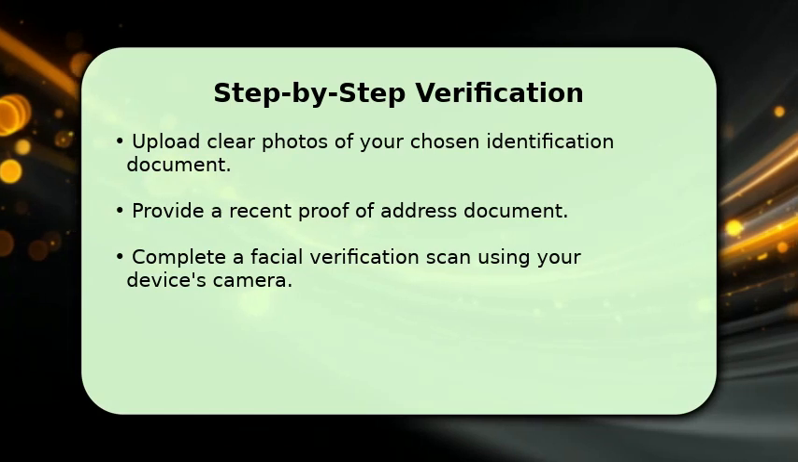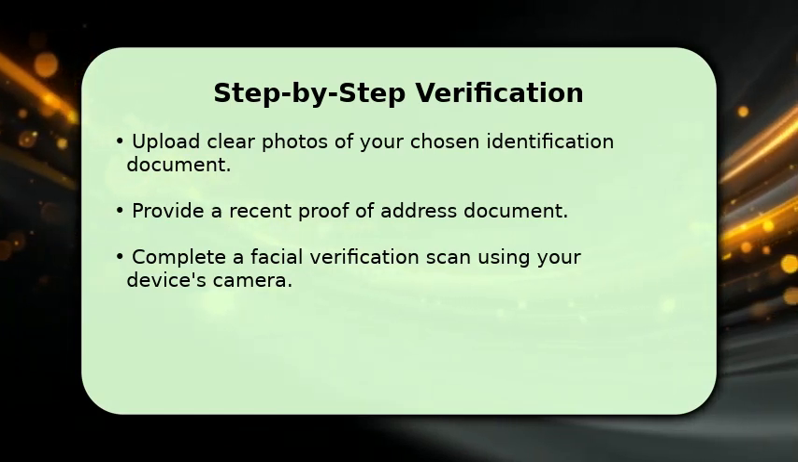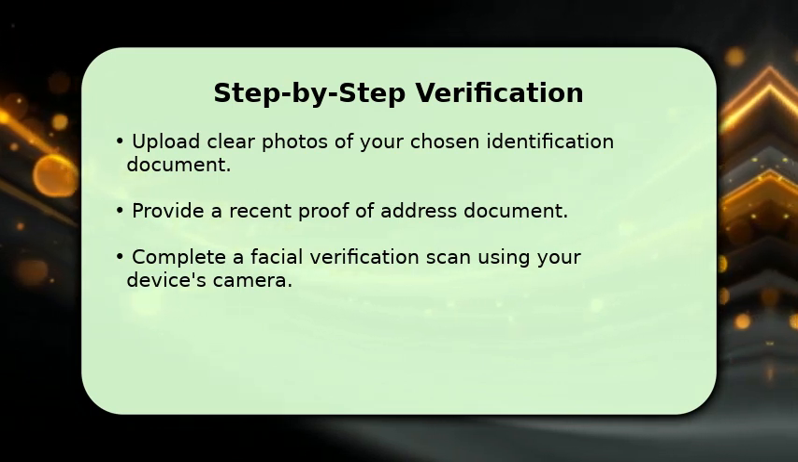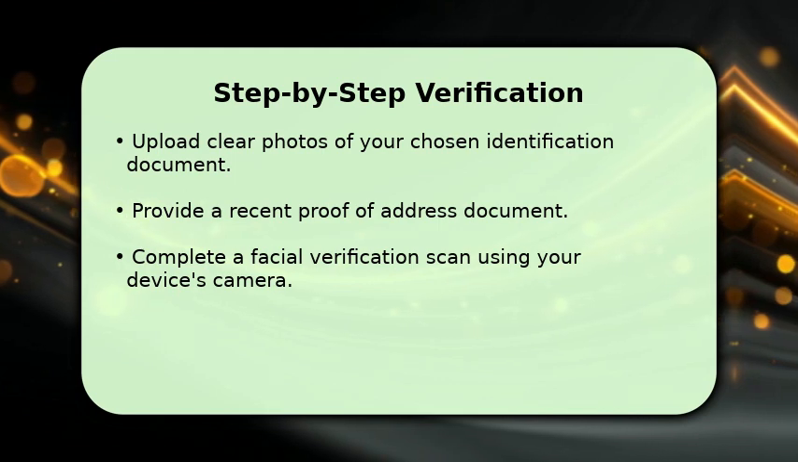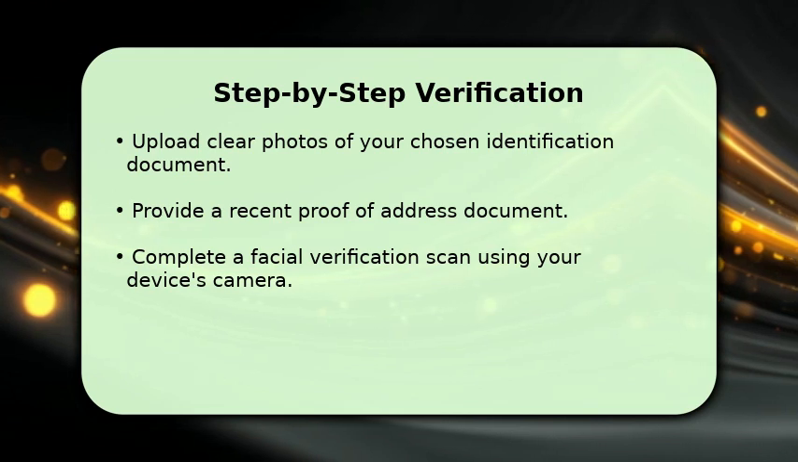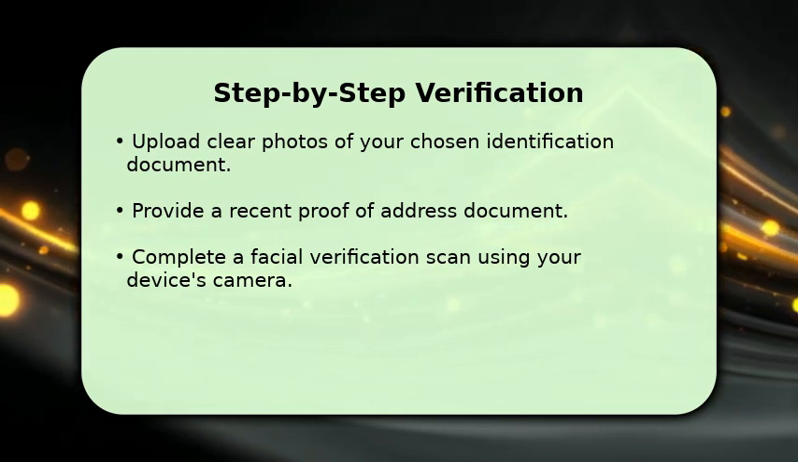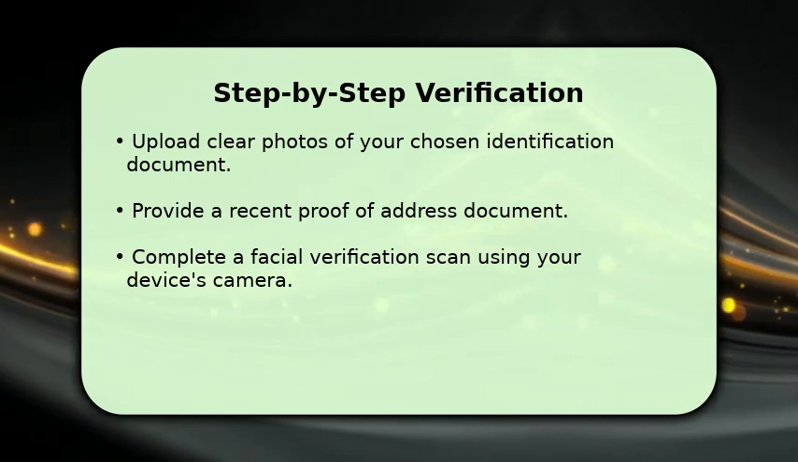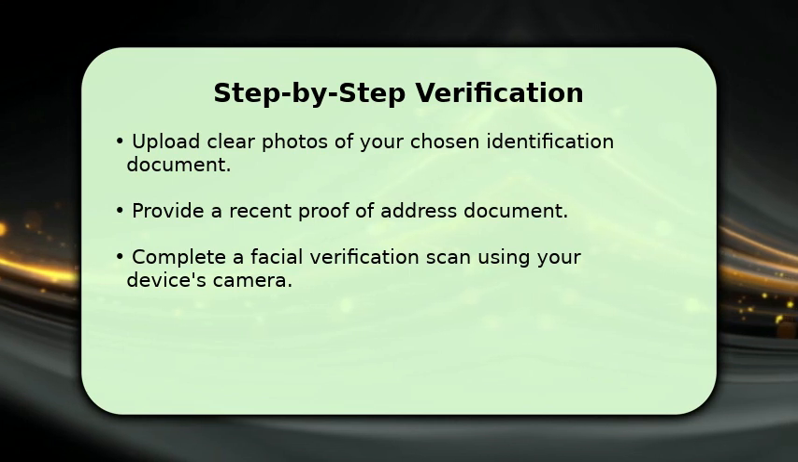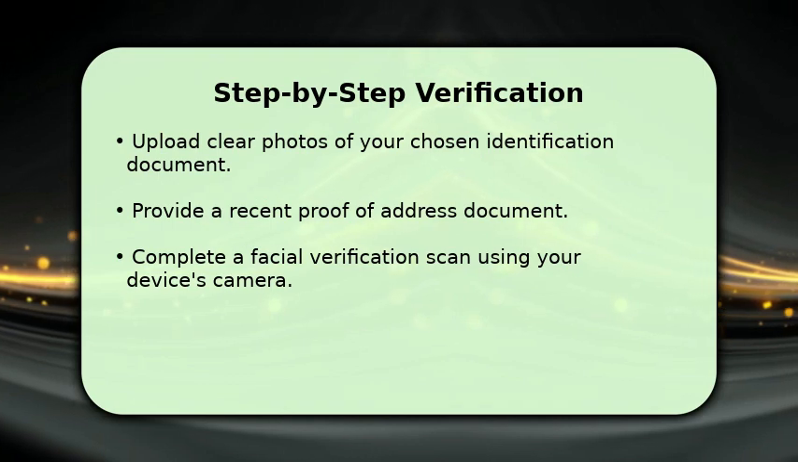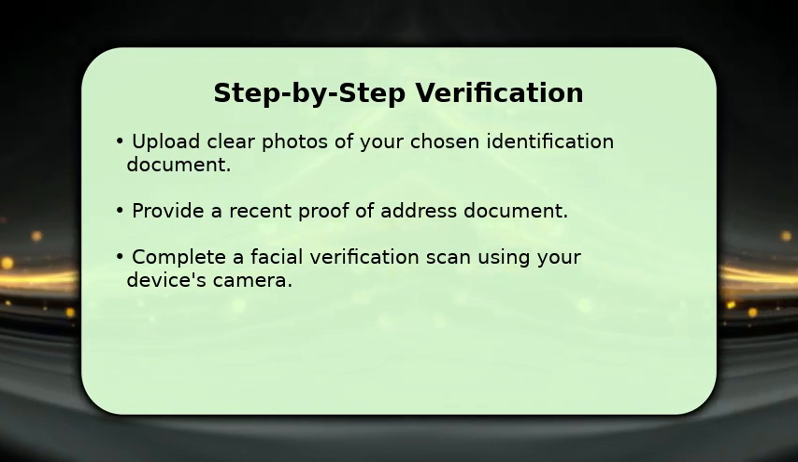The verification process involves a few simple steps. First, upload clear, high-resolution images of your government ID, both front and back. Next, submit your proof of address document. Finally, you'll be prompted to complete a live facial verification. This usually involves a quick scan using your device's camera to confirm your identity. Follow the on-screen instructions carefully for a smooth submission.